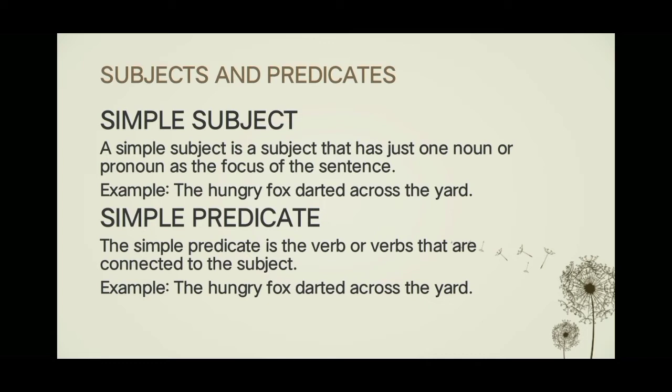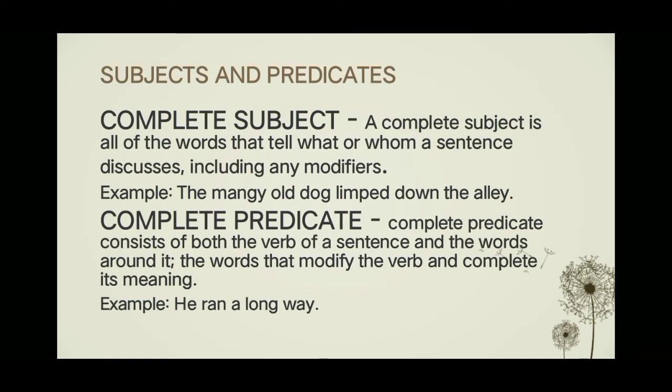A predicate can also have many words. It also has a main part, which is the simple predicate. So, for example, the hungry fox darted across the yard. Here, the simple predicate is just the verb darted instead of darted across the yard. Next is the complete subject.